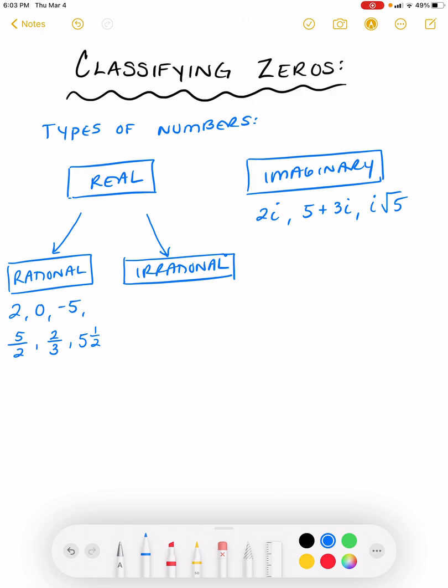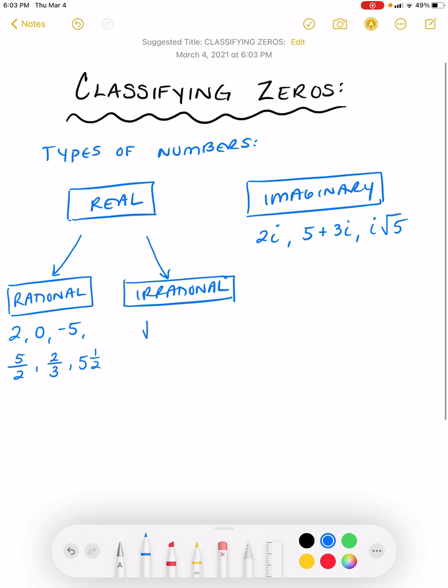So what are irrational numbers? Irrational numbers would be something like the square root of 2, where the decimal goes on forever and never ends. More importantly, it can't be written as a fraction. Pi is also a famous irrational number. Those are your two subcategories for the real numbers. However, if a number is imaginary, we don't classify it as rational or irrational. If a number has an i, we just say it's imaginary and that's it.